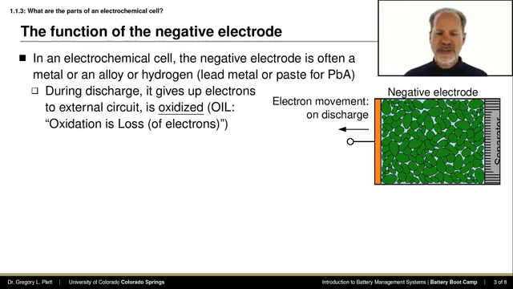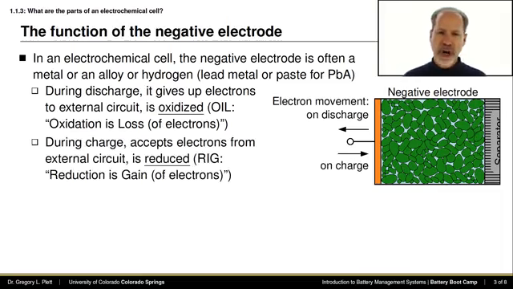During a battery cell's discharge process, the negative electrode gives up electrons to the external circuit. It provides electrons to the external circuit. Technically, we say that the negative electrode is oxidized in this process. Oxidation is a process where a compound gives up electrons. So electrons are lost from the electrode, and if you want to remember what happens to electrons during oxidation, it's helpful to remember the acronym OIL. OIL stands for oxidation is loss of electrons.